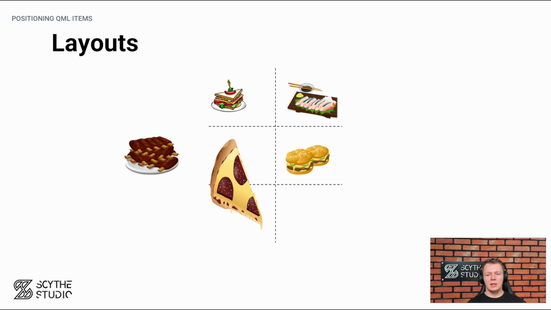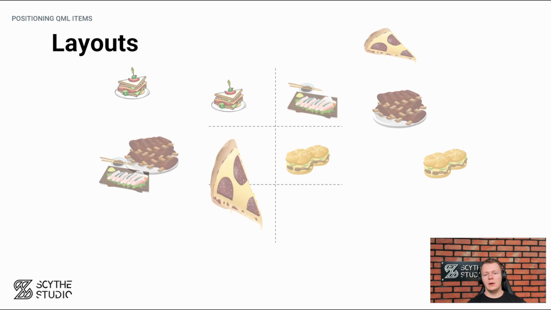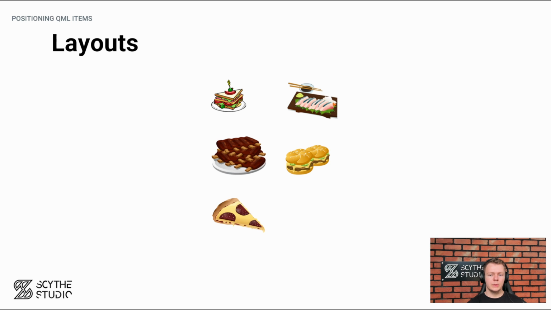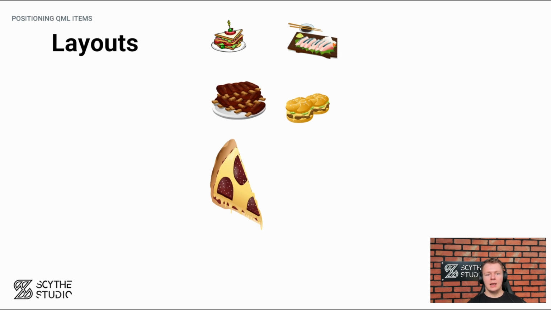This is where QML layouts come in handy. Layouts are a bit like an intelligent tablecloth of the QML world, and they help you position and align your UI elements with ease. Layouts automatically resize and adjust the position of the children based on their preferred width and height.